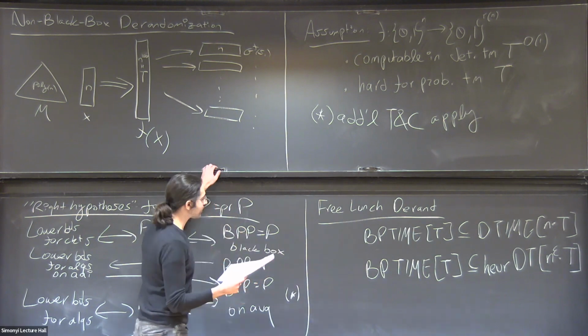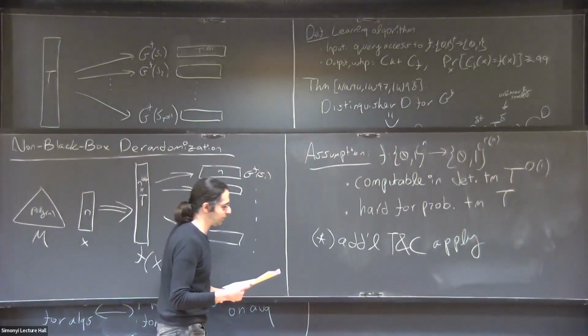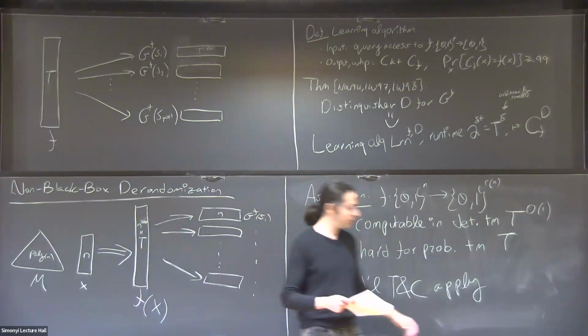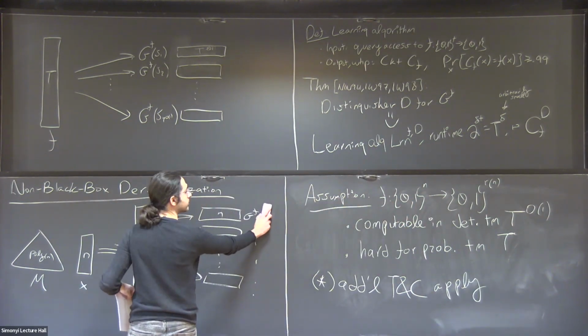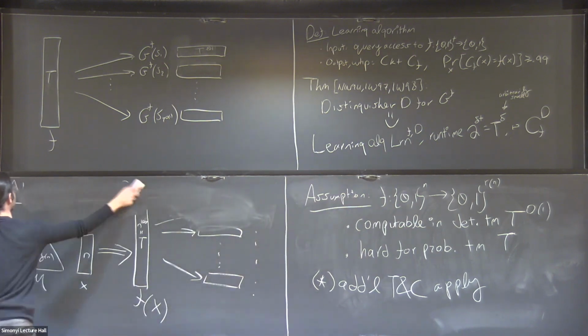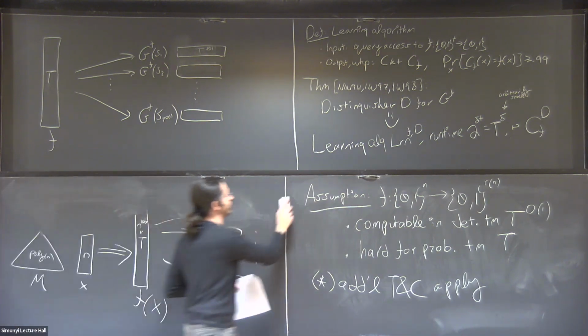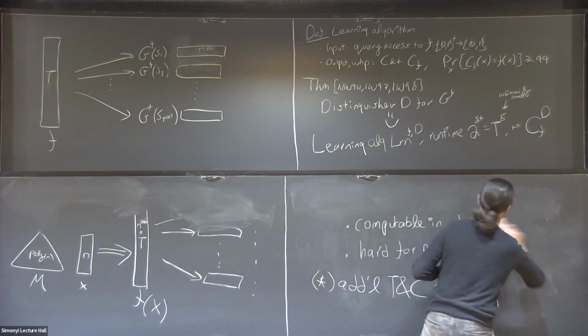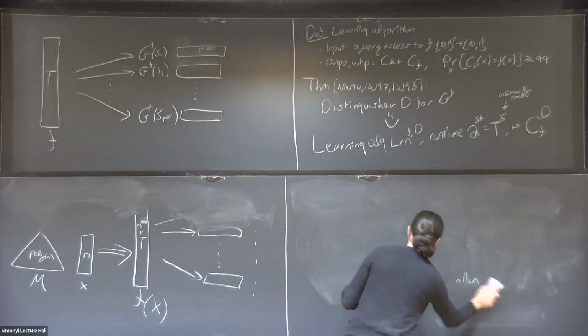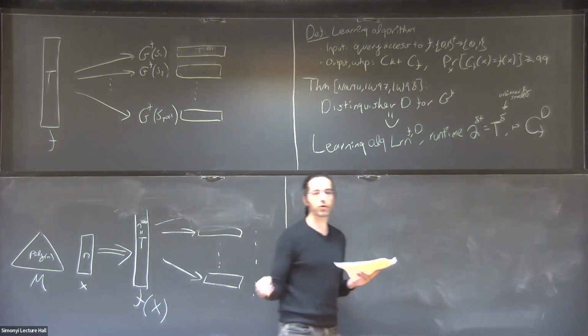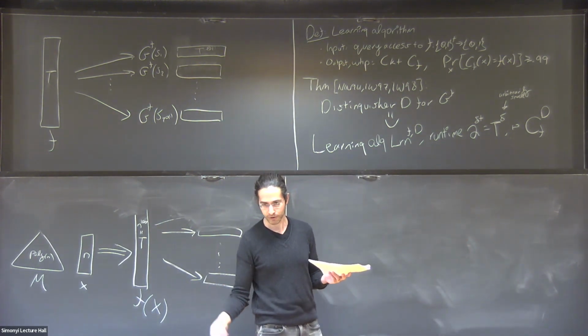Good. If things are clear, let's do a free lunch randomization. It's an easier proof that showcases the main idea. So I need to introduce one notion in order to say what the exact hypothesis is.